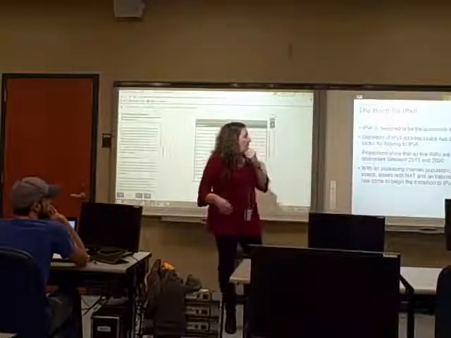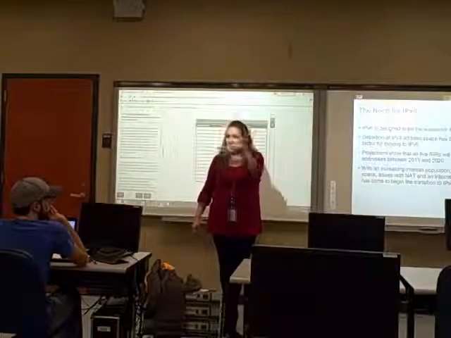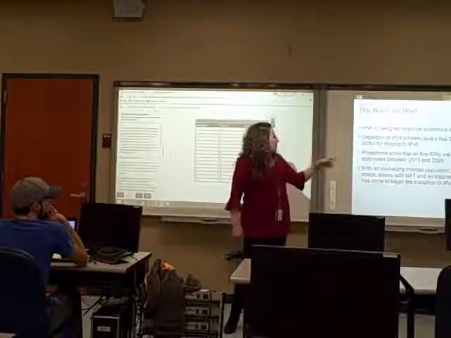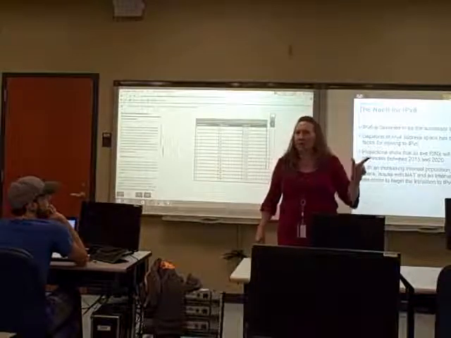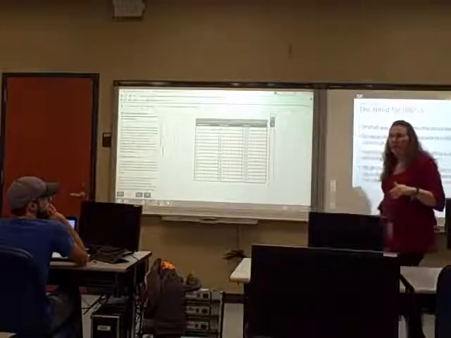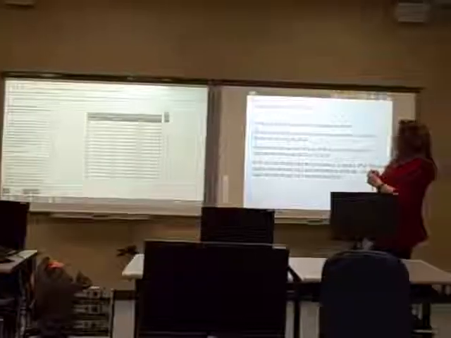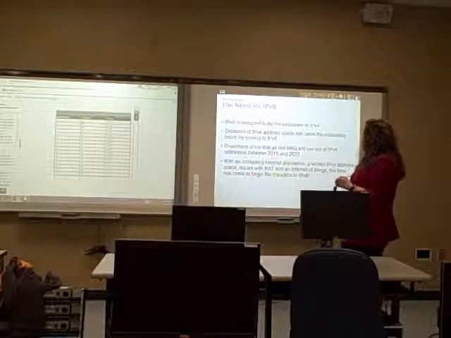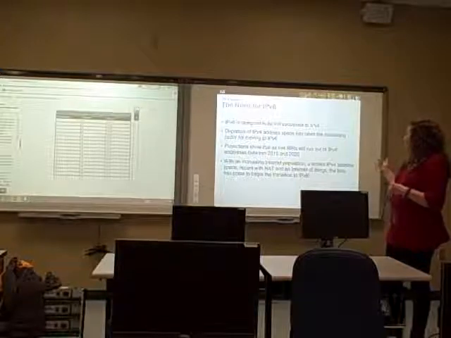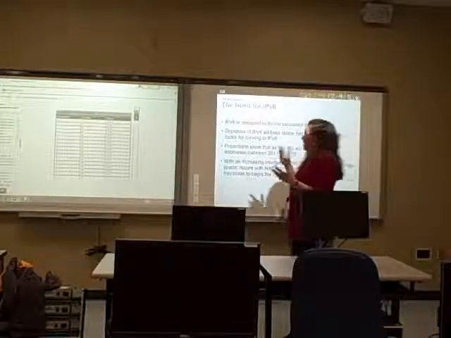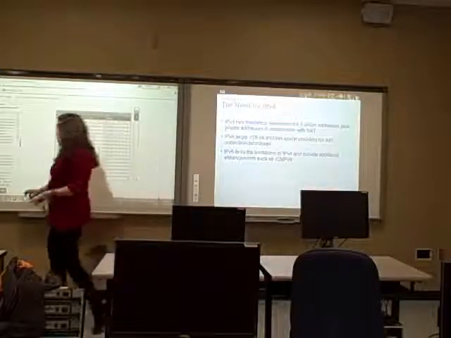Projections showed that all five RIRs, who are the ones who give out the IP addresses, would run out of IPv4 addresses between 2015 and 2020. If I'm not mistaken, I heard that the last one's already been given out, so I think we've already hit that portion. With an increasing internet population and limited IPv4 address space, issues with NATing and the Internet of Things, we have to move to IPv6. Some people have already done that. Some people are just now getting there.